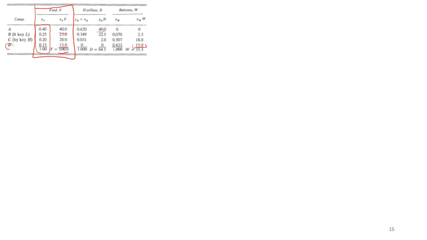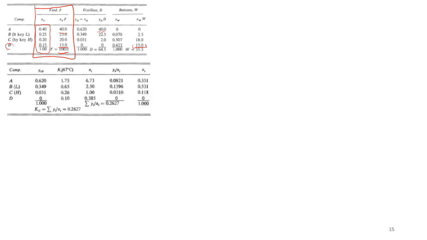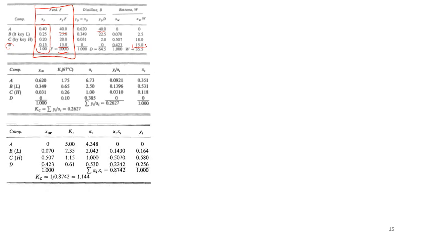And then this is our initial estimate, and we use this to calculate the dew point of the distillate product and the boiling point of the bottom product. Okay, so these are all estimates.